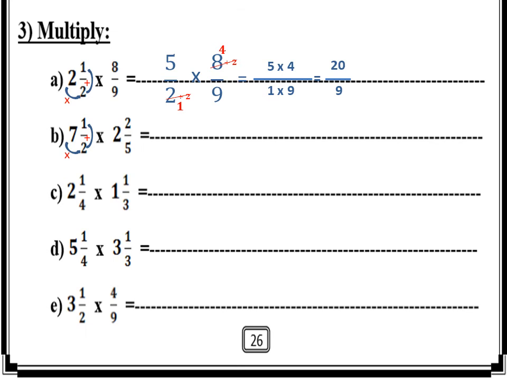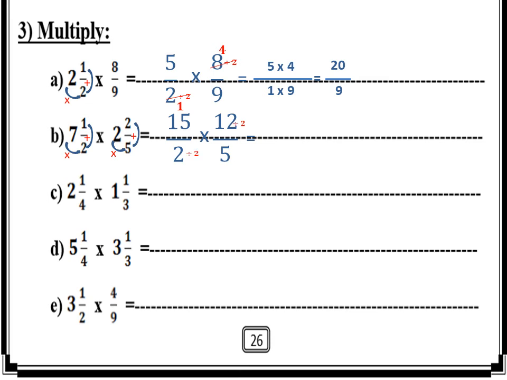Question B. The same. I'm going to change my mixed numbers to improper fractions and then start my multiplication. 2 times 7, which is 14, plus 1, 15 over 2, times 5 times 2, which is 10, plus 2, which is 12 over 5.